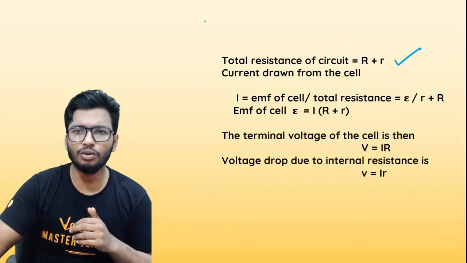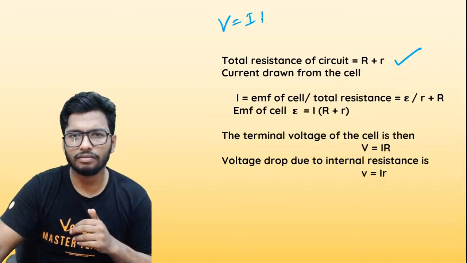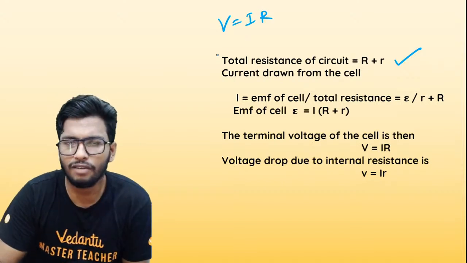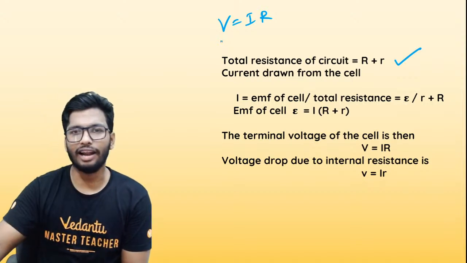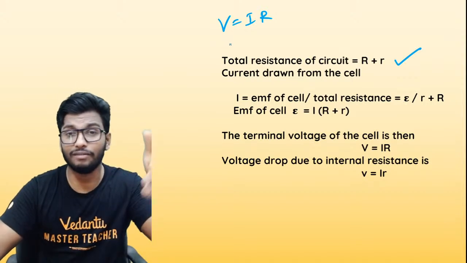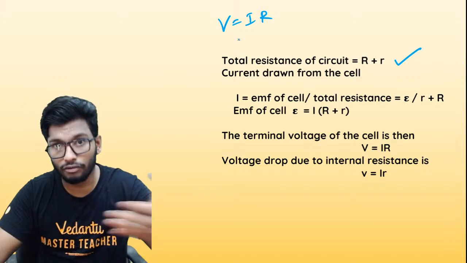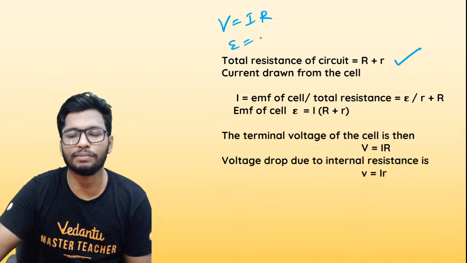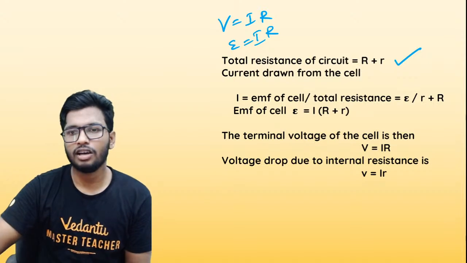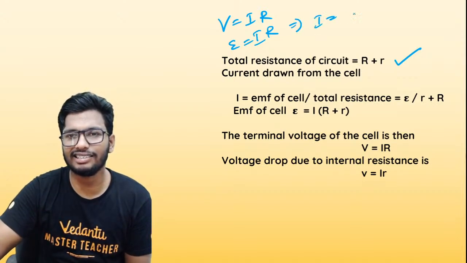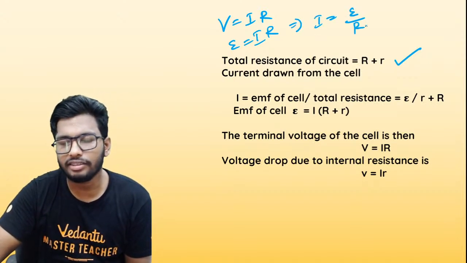Now we also know that V is equal to I into R. It's a basic formula that we have already seen. Now from this formula, when I talk about the EMF of the cell, which we can represent as epsilon, epsilon is equal to what? I into R is the formula. So if I want to get current from this, I can write current is equal to EMF divided by the resistance.